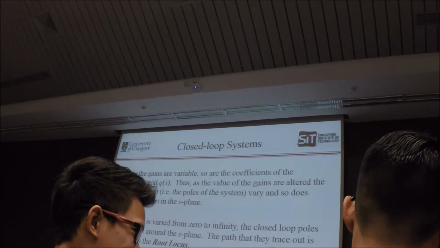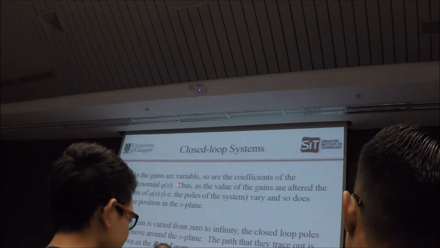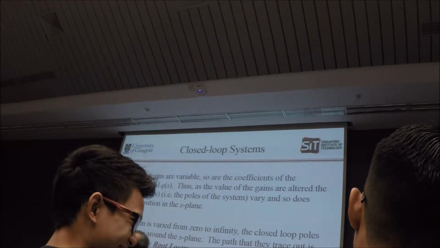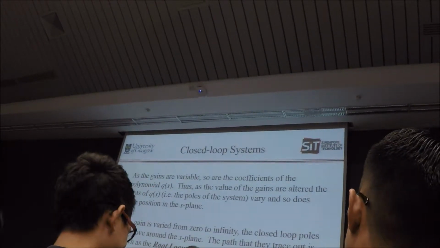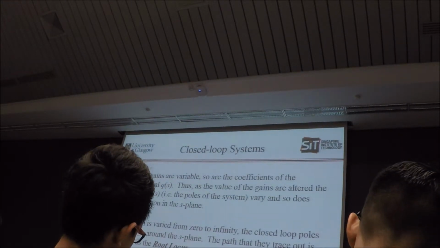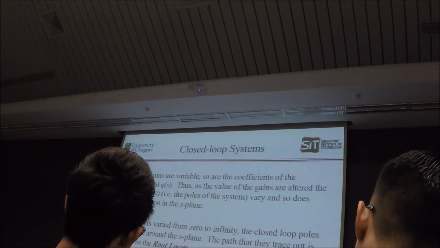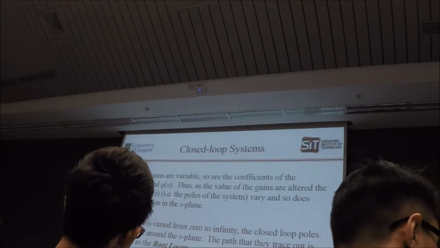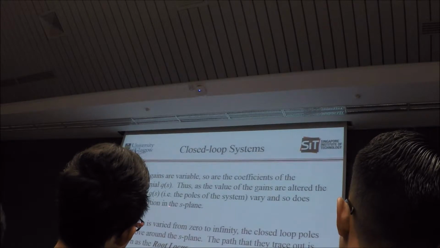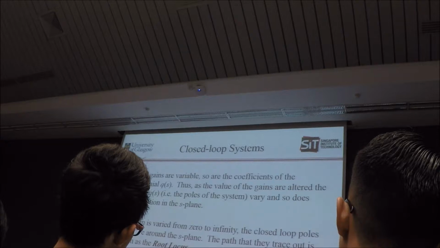Okay, so coming back to the closed loop. As the gains are variable, as we mentioned before, because we were talking about this root locus gain. So are the coefficients of the polynomial, because if you have a transfer function with a variable gain, then when you change k, this polynomial will change. What we are saying here is something like this.